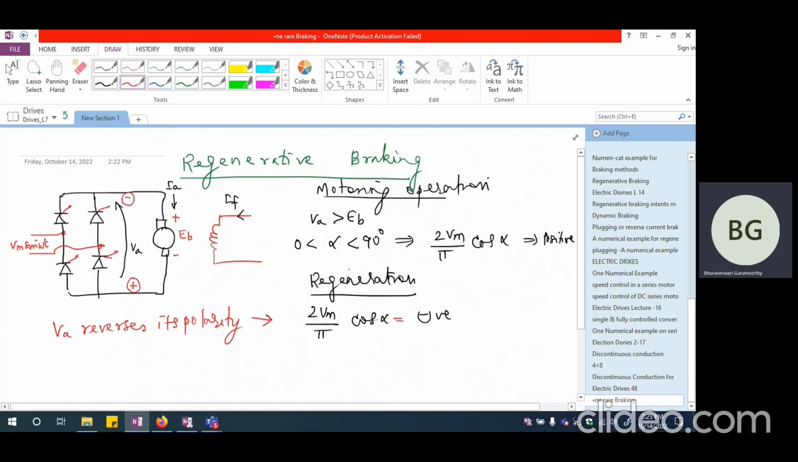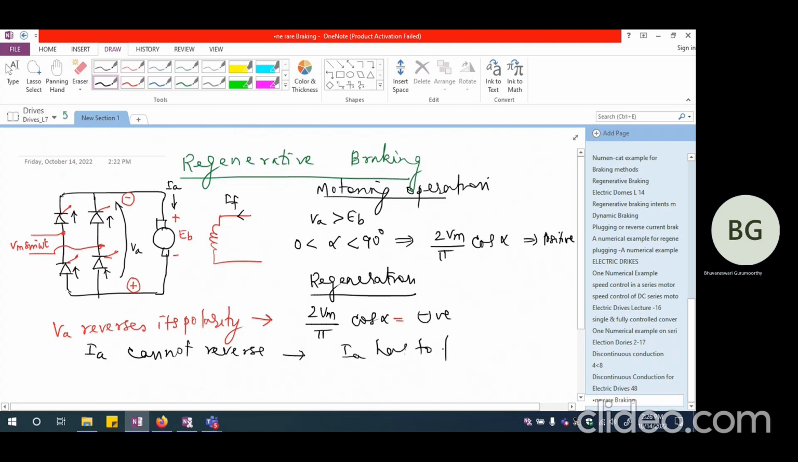Once this becomes negative, please note that all these devices can carry current only in this direction. They cannot carry current in the opposite direction. So I cannot expect the current to reverse. So armature current IA cannot reverse. It has to flow in the same direction, whereas VA has reversed its polarity.